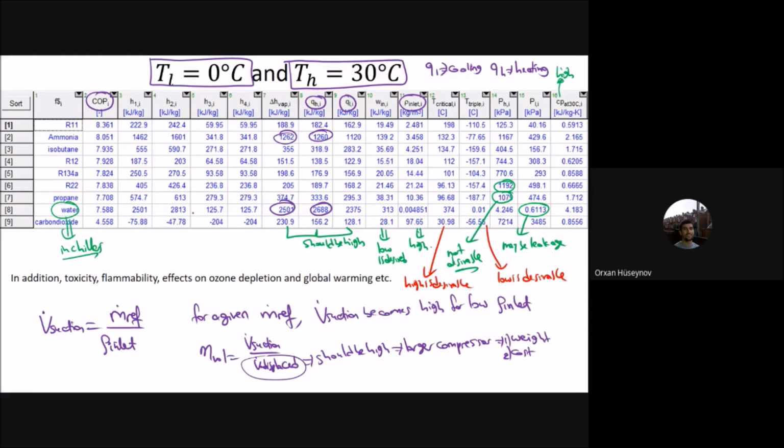Okay. Another thing that we should consider for the selection of the refrigerant is toxicity, whether it is toxic or not. For example, ammonia is toxic. And the flammability and the ozone depletion. For example, R134A is a very stable refrigerant such that it can rise to the very high parts of the atmosphere, and in those high parts it can react with the ozone layer and deplete it. And global warming is also important. For example, CO2 has a global warming effect.